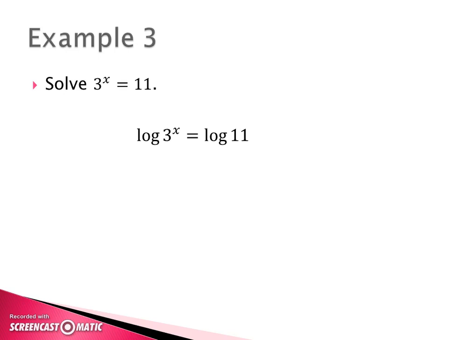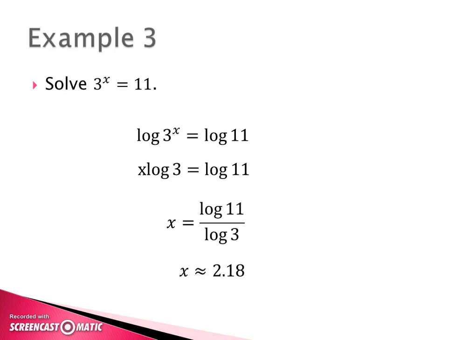Now 3 to the x, that's actually a property, the power property, so what we can do is rewrite it as x times log of 3. And then to get x by itself, we just divide by log 3. So this is really log 11 divided by log 3. Type that into a calculator and we get about 2.18.